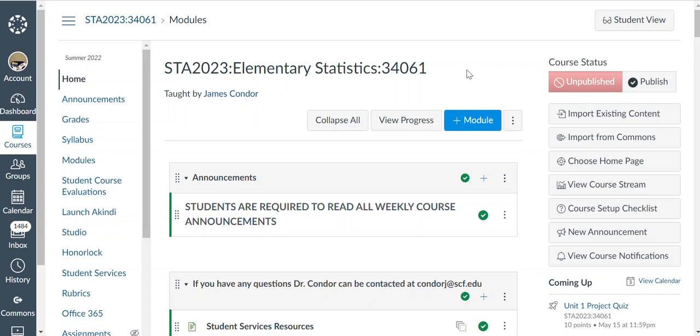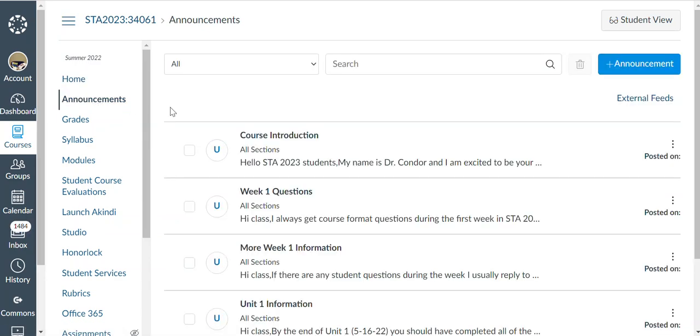So again, when you go to Canvas and look at your course, you'll see there'll be a number. Again, it may be 34061, it may not be. That doesn't matter. All of my sections are run exactly the same, so they all have the same content. It's very important that you go to Canvas to get information and start with the announcements. So we're going to click on announcements.